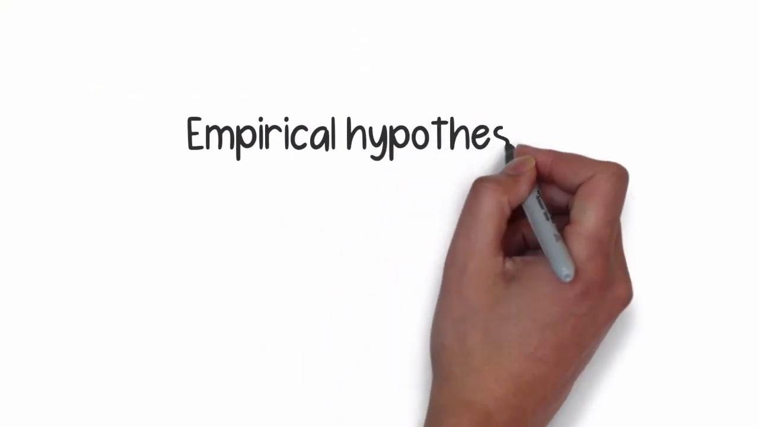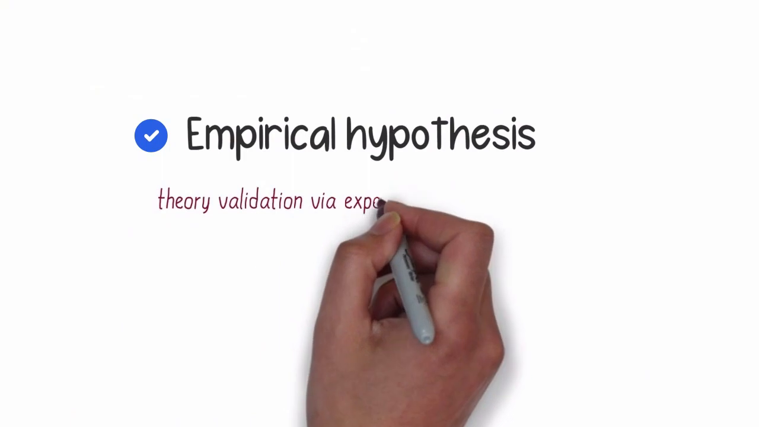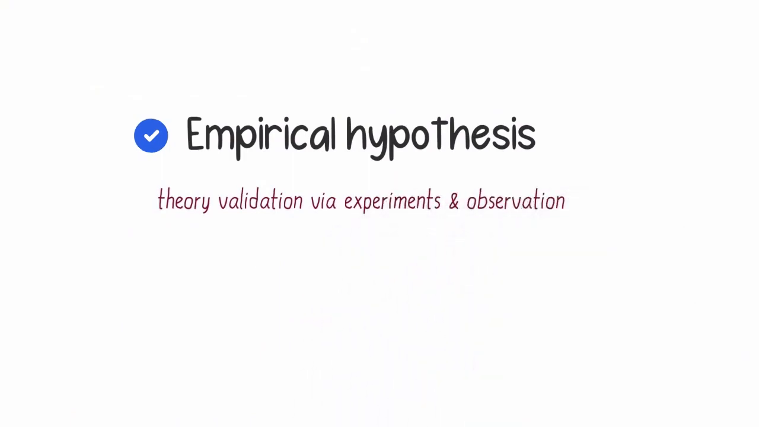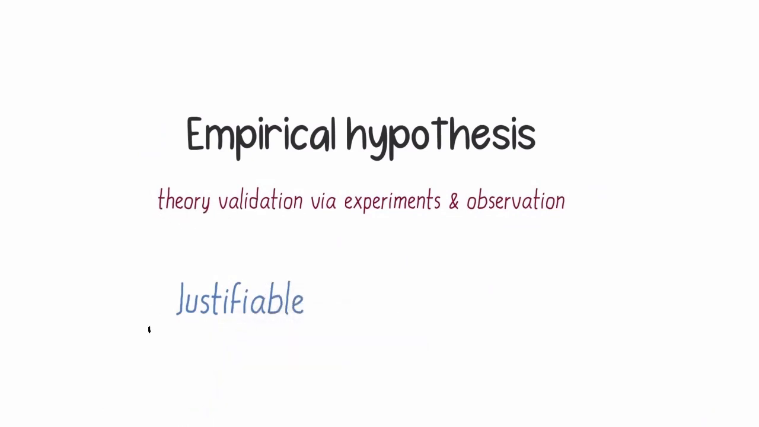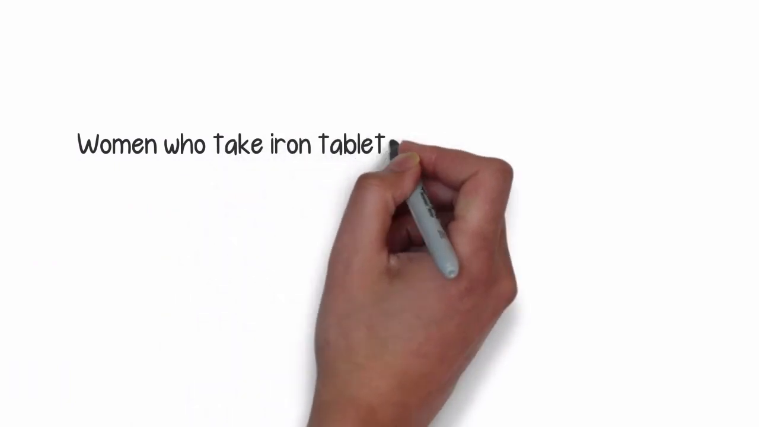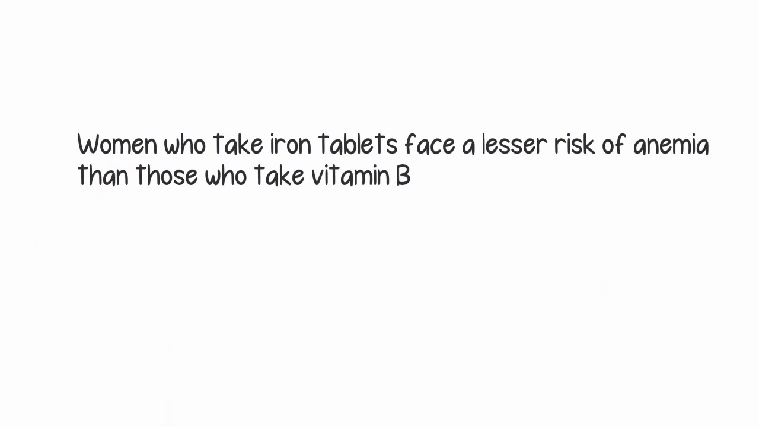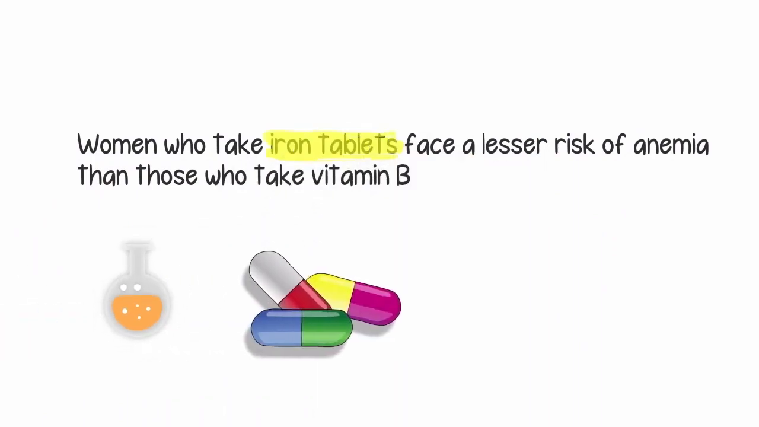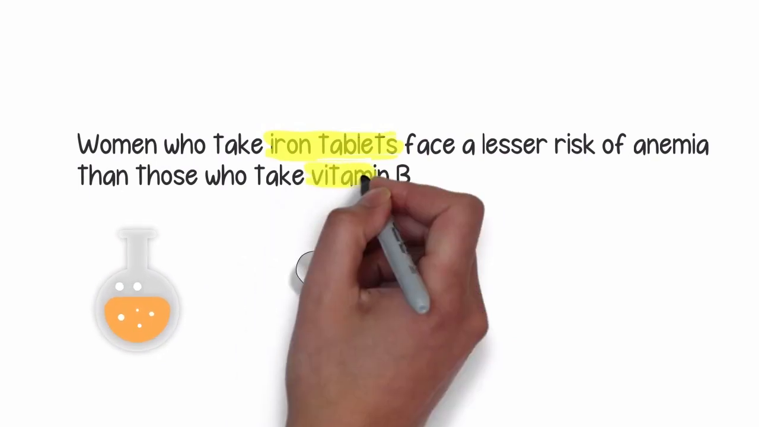Empirical hypothesis, also referred to as the working hypothesis. An empirical hypothesis claims a theory's validation via experiments and observation. This way, the statement appears justifiable and different from a wild guess. Say, the hypothesis is, women who take iron tablets face a lesser risk of anemia than those who take vitamin B12. This is an example of an empirical hypothesis where the researcher formulates the statement after assessing a group of women who take iron tablets and charting the findings.